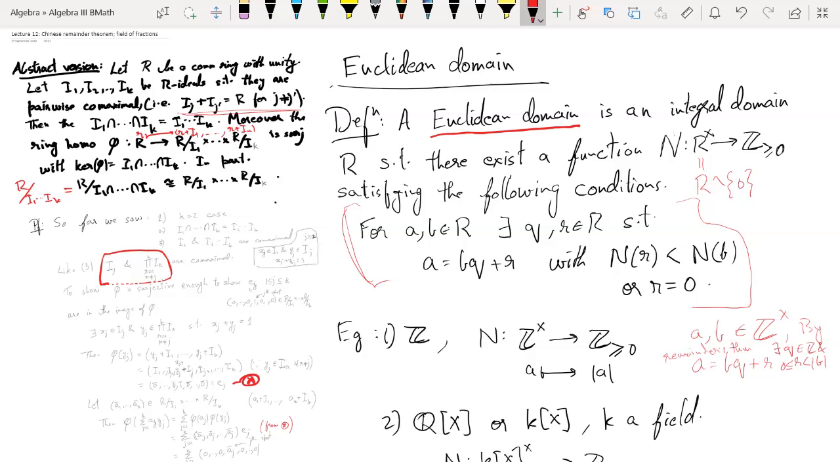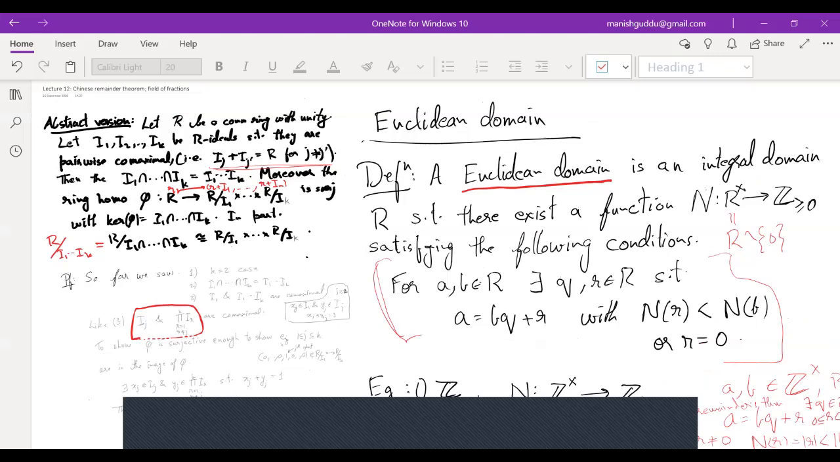So that tells us that for this norm, if r is not equal to zero, then the norm of r, which is the absolute value of r, is less than the absolute value of b, which is the same as the norm of b. So this function a going to the absolute value of a is indeed a norm which satisfies this condition. Make sense? Someone had asked this question, so that's why I'm trying to wait for a response. Okay, good.